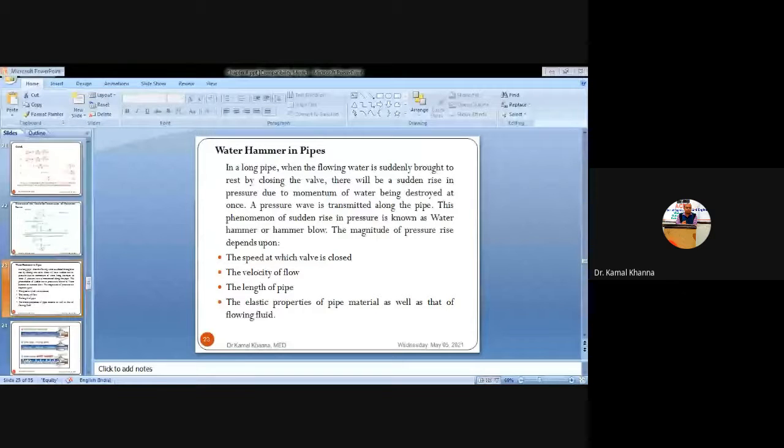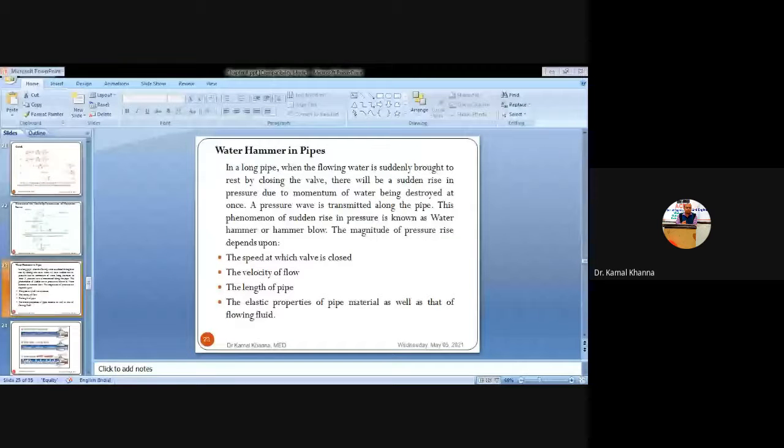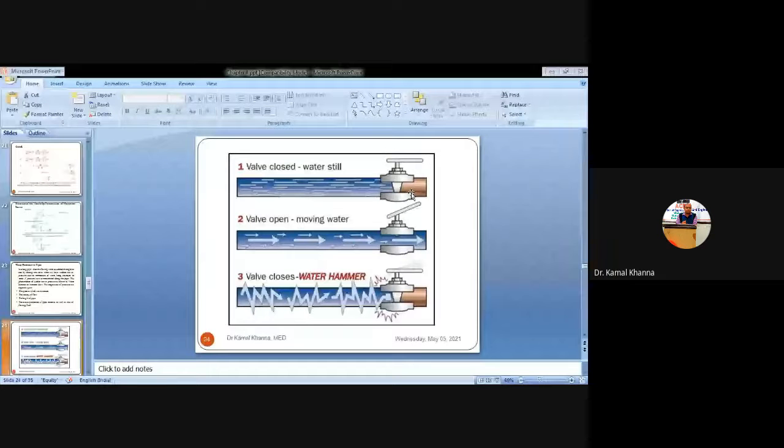So let us assume there is a long pipe where the water is flowing from one end to the other end within the pipe, and suddenly, let us say the water is flowing at a certain velocity from one point to another point of the pipe, and suddenly you have a valve like this. You can see the figure. Now I am moving on to the next slide.